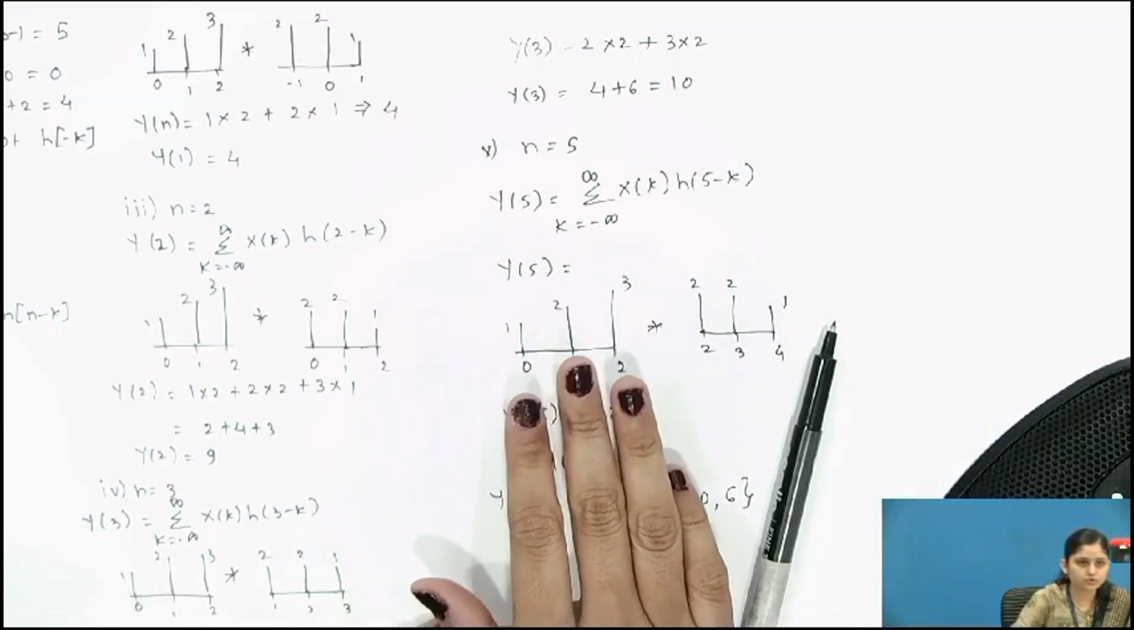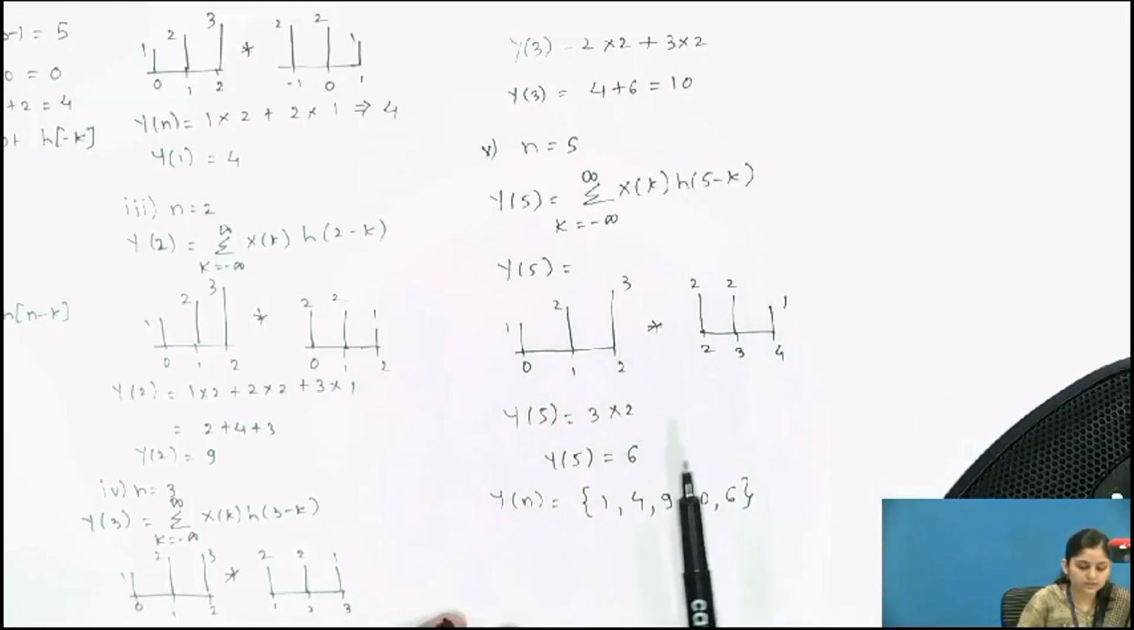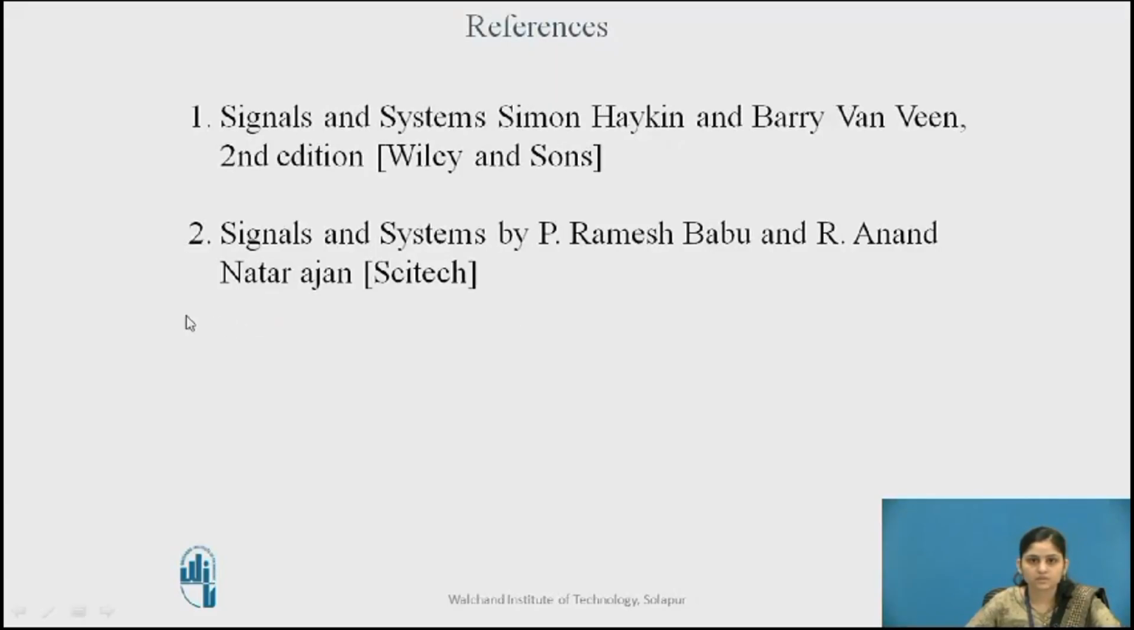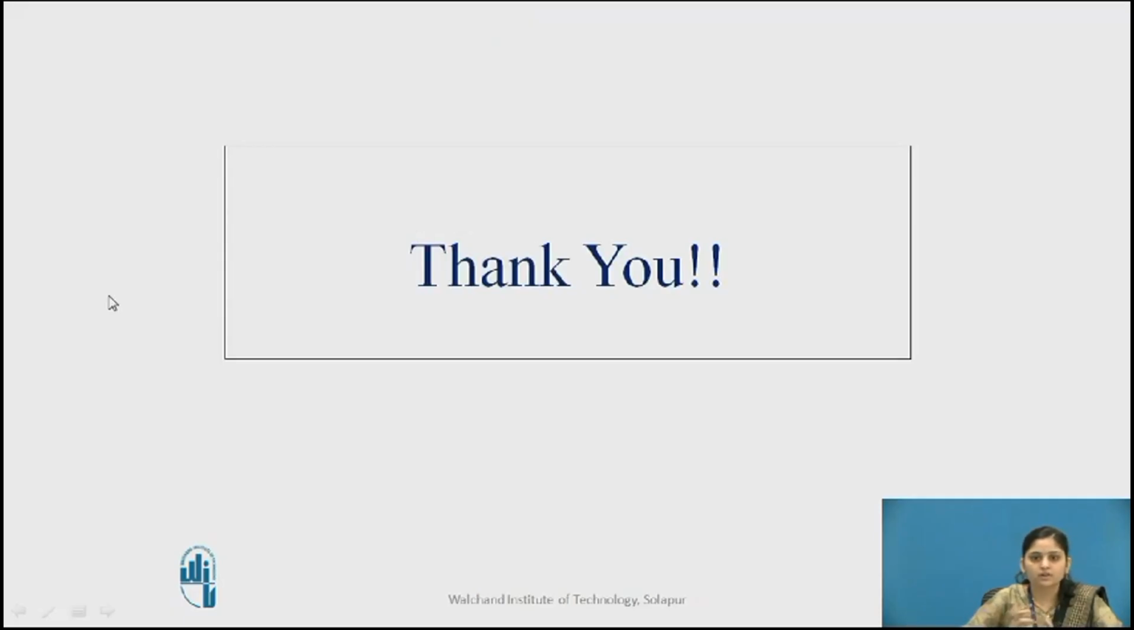These are the steps used to perform convolution sum. I hope everyone understands. These are the references that I have taken. Now I hope everyone understands how we can perform convolution sum, its formula, and how we can calculate it by using signals. So thank you so much.